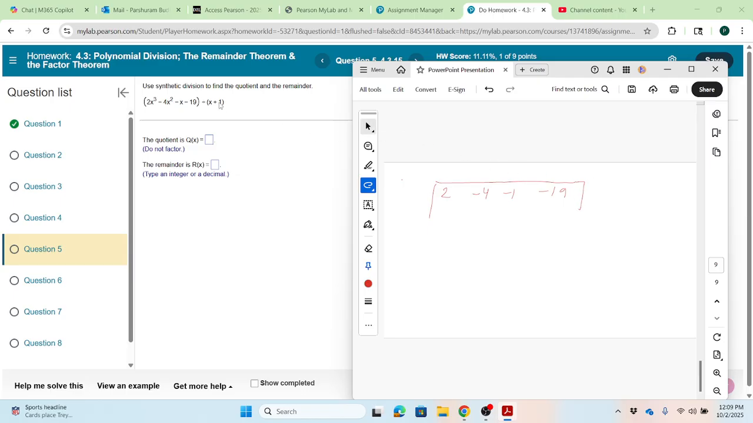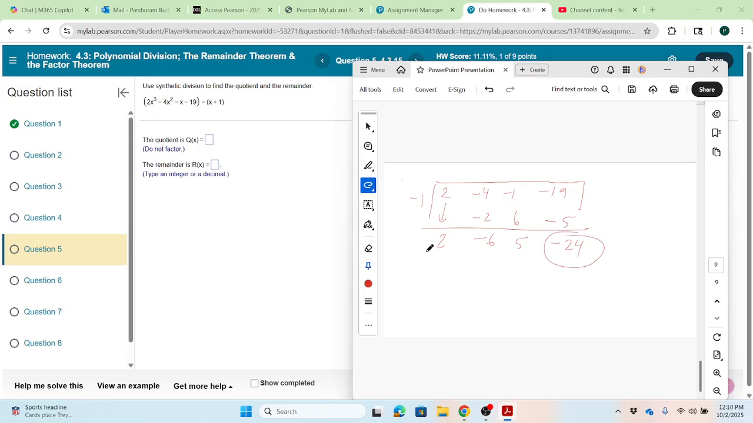And then the number comes from the divisor. Here there is a plus sign, so make it minus 1. And then bring this 2 down here. So 2 times negative 1 is negative 2. Combine this, negative 6. Negative 6 times negative 1 is positive 6. Combine this, positive 5, and that would be negative 5. Combine this, again it's a 24.